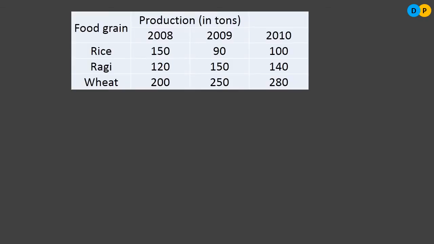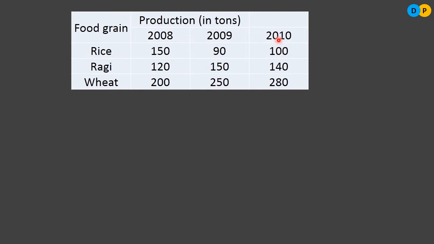Now let us consider a few examples. Here I consider a table. As you can notice here, it is a table indicating the production of food grains in different time periods, in terms of tons. We are considering food grains like rice, ragi, and wheat, and all of them are considered for different time periods. For the year 2008, what was the production of rice, ragi, and wheat? Similarly for 2010.